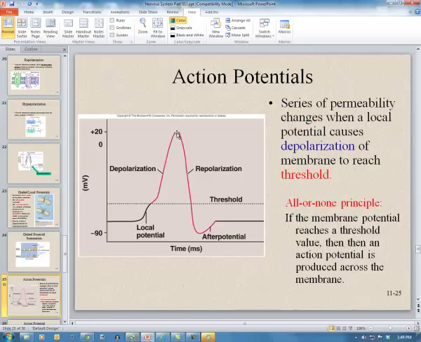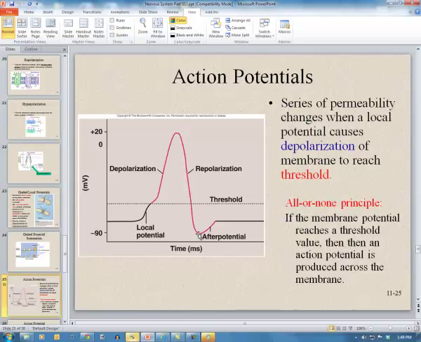Once it reaches positive 20 millivolts inside that cell, those voltage-gated sodium channels close, voltage-gated potassium channels open, and potassium goes rushing out of the cell with its concentration gradient. We call that a repolarization. As positive potassium leaves the cell, that makes it more negative again, so we see this drop in the graph all the way down past -90, because sodium channels are slow to close. We get a little extra sodium leaking out.